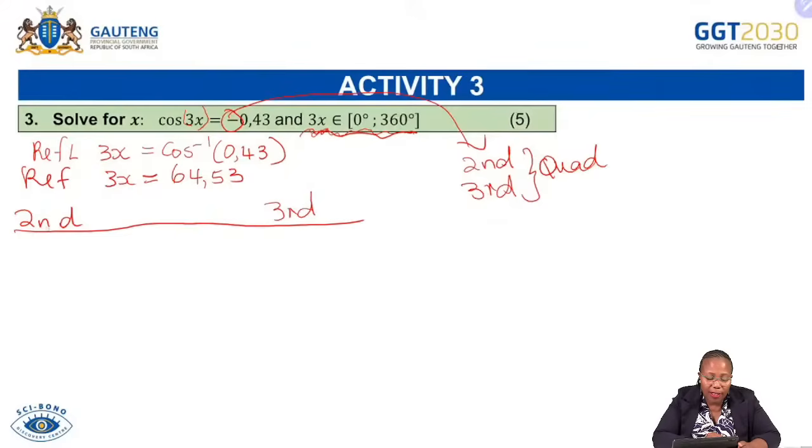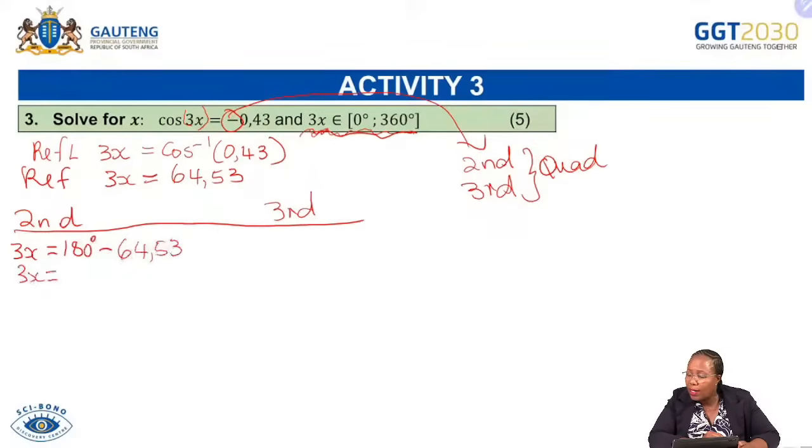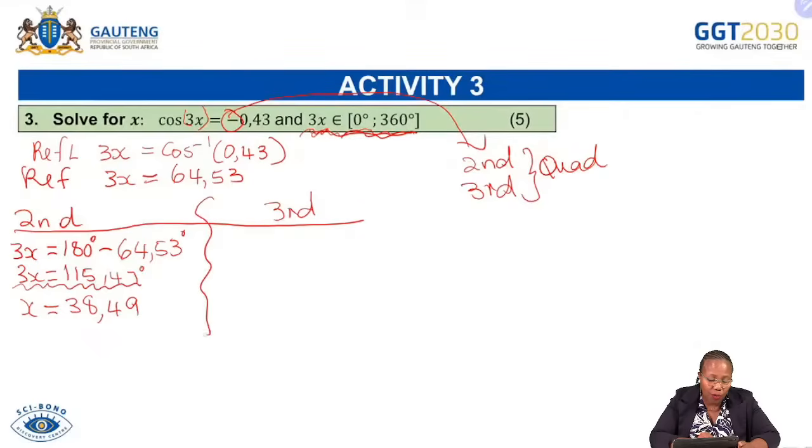So in the second quadrant, 3x is equal to, what is the reduction in the second quadrant? 180 degrees minus what? Your reference 64,53. And then 3x is equal to 180 minus 64,53. That is 115,47 degrees. And then divide by 3 both sides. Therefore, x is equal to 38,49. Check this, grade 12s. Can you see that your 3x is within the interval? That is why we continue solving.